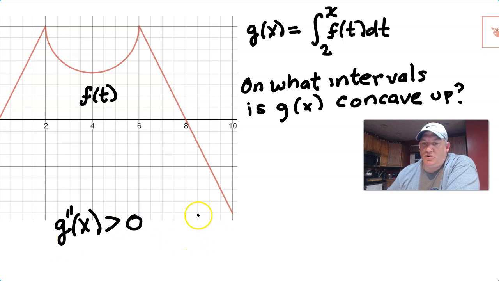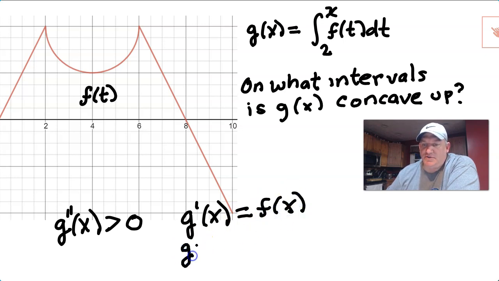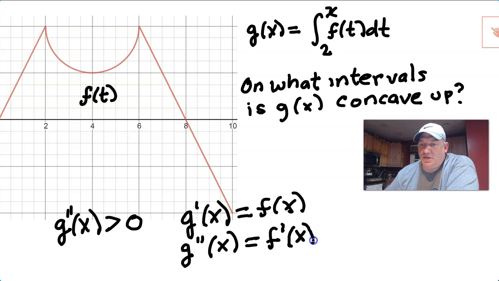So what we're going to look for is taking the g prime function that we did in the first problem, which we know is just f of x based on the fundamental theorem, and then we're taking the second derivative. So g double prime would equal the derivative of f, or f prime, and we need this f prime to be greater than 0, because that's when g is going to be concave up.